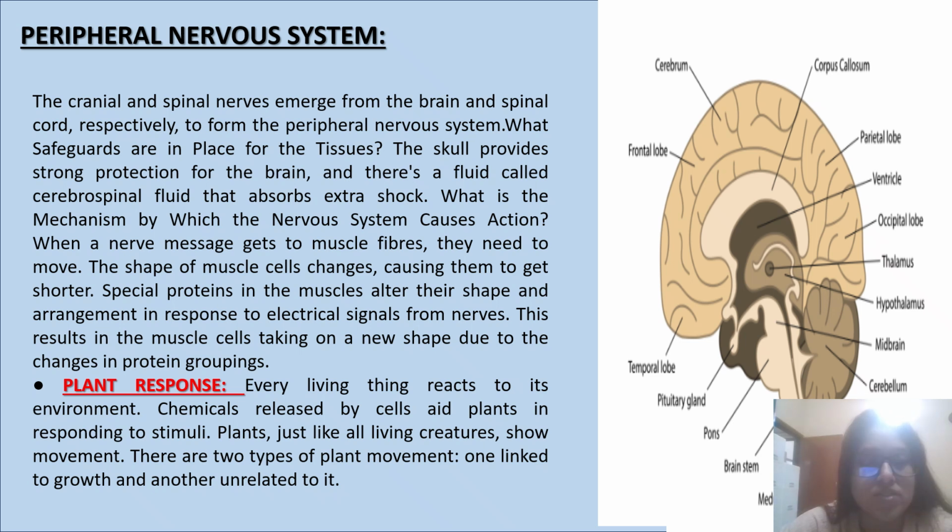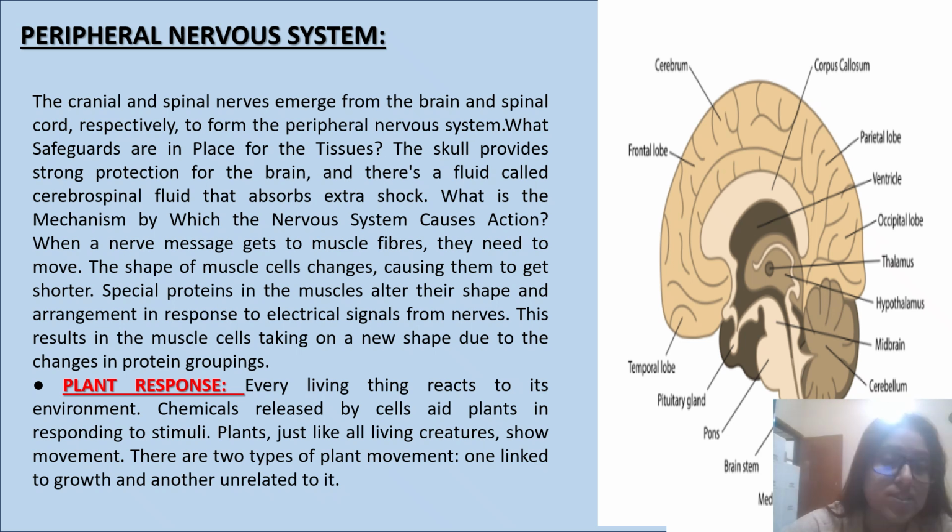Next, peripheral nervous system. The cranial and spinal nerves emerge from the brain and spinal cord respectively to form the peripheral nervous system. What safeguards the brain tissue? The skull provides strong protection of the brain, and there is a fluid called cerebrospinal fluid or CSF that absorbs extra shock. What is the mechanism by which the nervous system causes action?